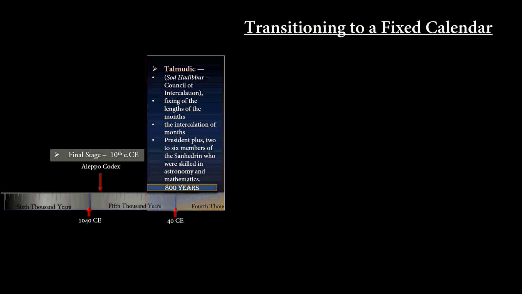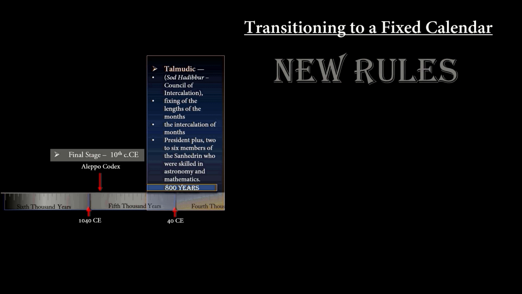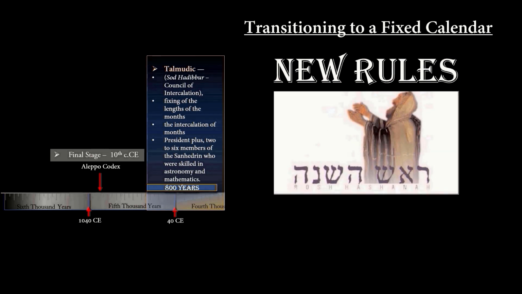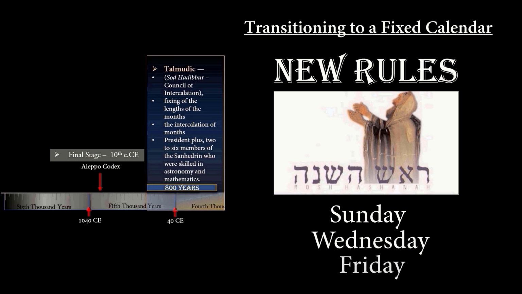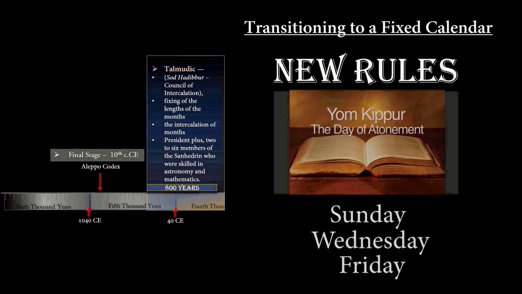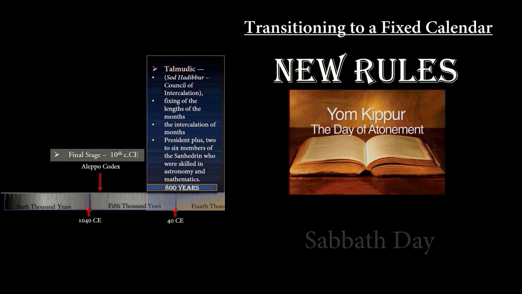Now, over those 800 years, different rules and adjustments were made, and in the 3rd century CE, new rules said that the first day of Rosh Hashanah, which happens in the fall, cannot fall on a Sunday, Wednesday, or Friday, so that Yom Kippur wouldn't fall on or near Sabbath.